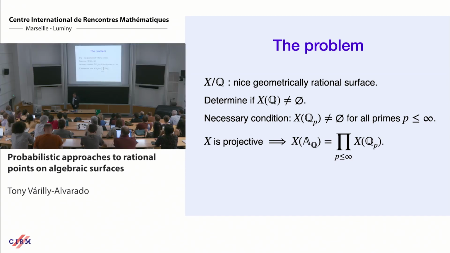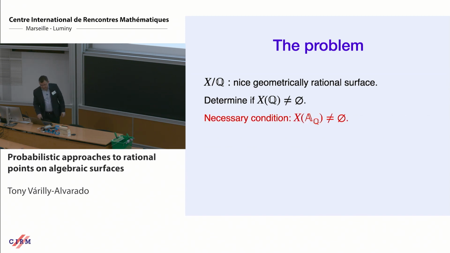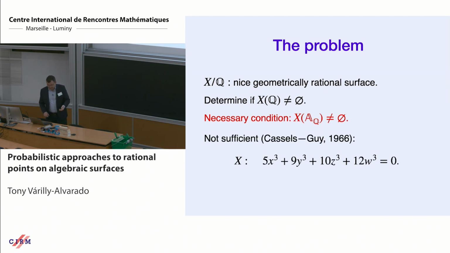And because X is projective, I can bundle up this nice product of p-adic points into the adelic points of my X. And that's really nice because it'll compactify the notation a little bit. But we just need to think of this X(A_Q) as the set of local points on my surface. And so I'm just going to change my necessary condition to saying that X has to have some adelic point. Now, sadly, this condition isn't sufficient.